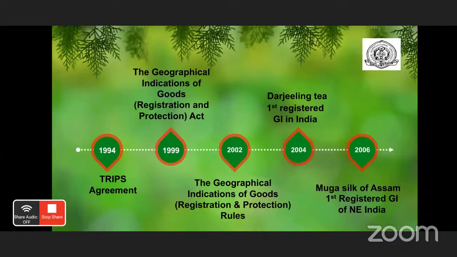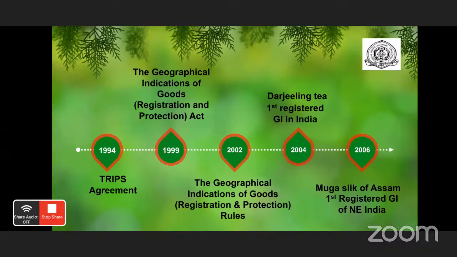Now, until 1999, there was actually no legislation in India to protect the geographical indication. So when in 1994, the TRIPS Agreement came into force and India became a signatory, then in order to comply with the various provisions of this agreement, India had to enact the Geographical Indication of Goods Registration and Protection Act in 1999. Then later on in 2002, the Geographical Indication of Goods Registration and Protection Rules came into force. And in 2004, Darjeeling Tea became the first GI registered product in India.